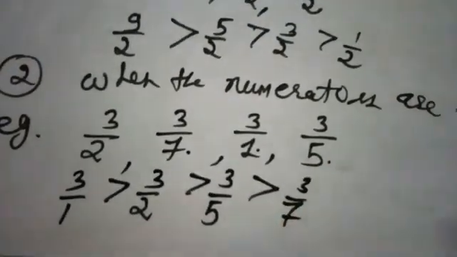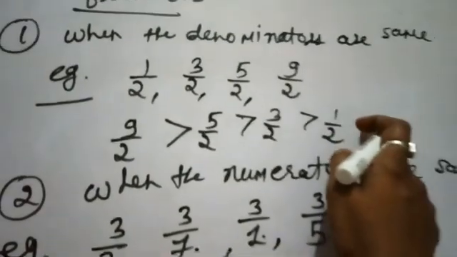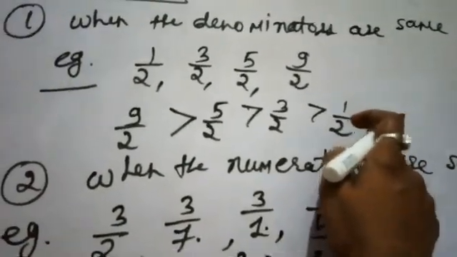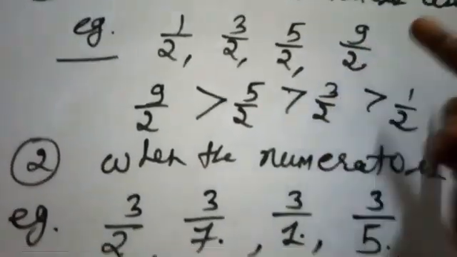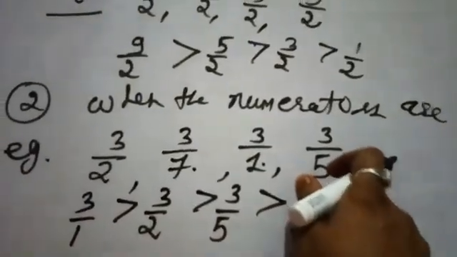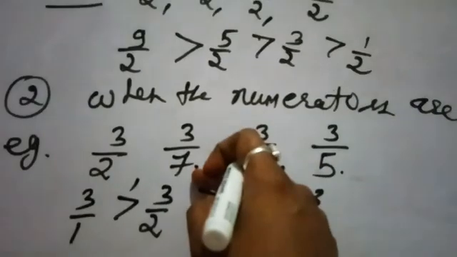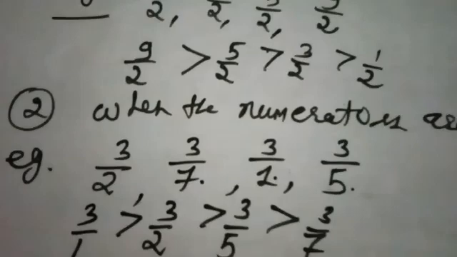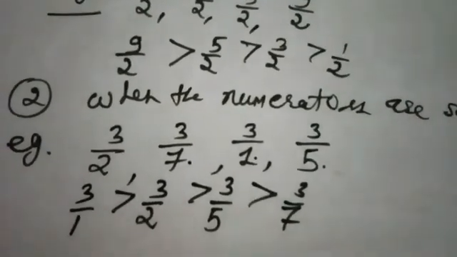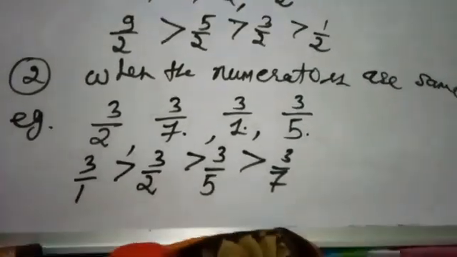This is the opposite condition of the first one. When the denominators are same, the number with the bigger numerator is greater. And when the numerators are same, the number with the bigger denominator is smaller. Now, one more condition is there. When the denominators are different, that is our third condition.